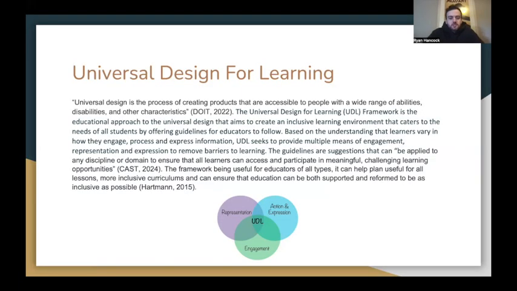According to the Disabilities, Opportunities, Internetworking, and Technologies program at the University of Washington, universal design is the process of creating products that are accessible to people with a wide range of abilities, disabilities, and other characteristics. Therefore, the Universal Design for Learning framework is the educational approach to universal design that aims to create an inclusive learning environment that caters to the needs of all students by offering guidelines for educators to follow.